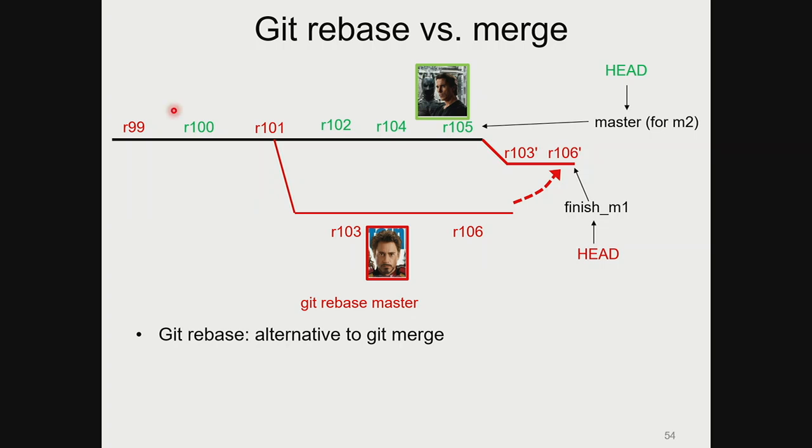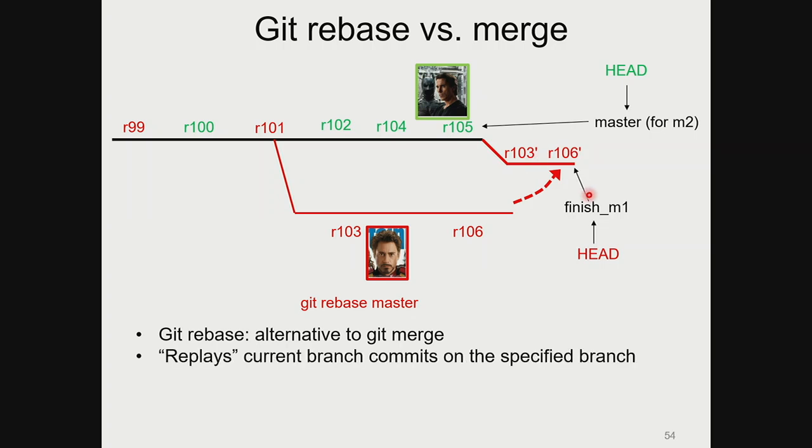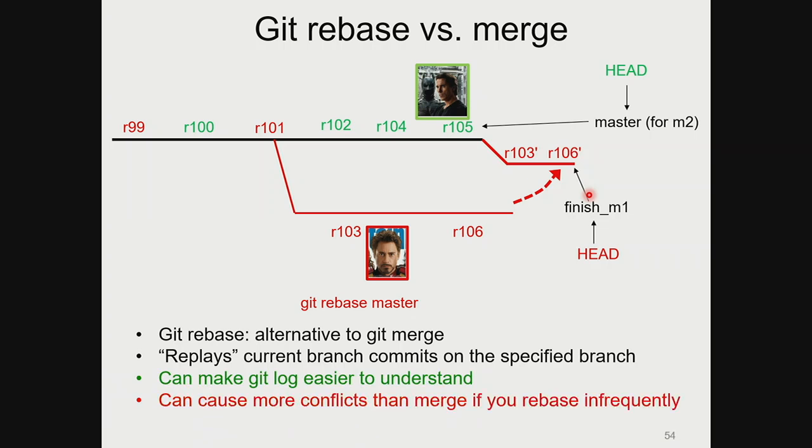And what rebase does is that instead of merging R106 and R105 together, it adds R103 and R106 as new commits on top of the master branch. So it's going to be R103 prime, for example, R106 prime. So it replays whatever happened on the current branch on the other branch that you want to merge to. This way, it makes it a lot easier when you read the git log history to see who did what or what changed in each branch. Is that clear? Okay, so I'm going to actually draw it a little bit to make it more clear.